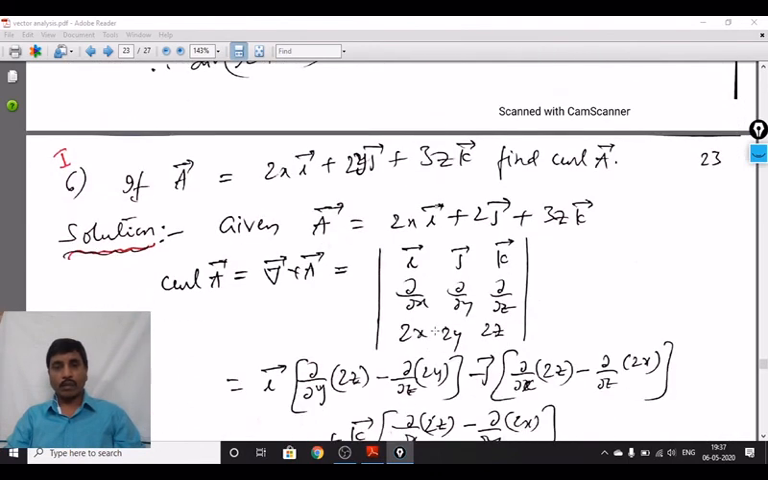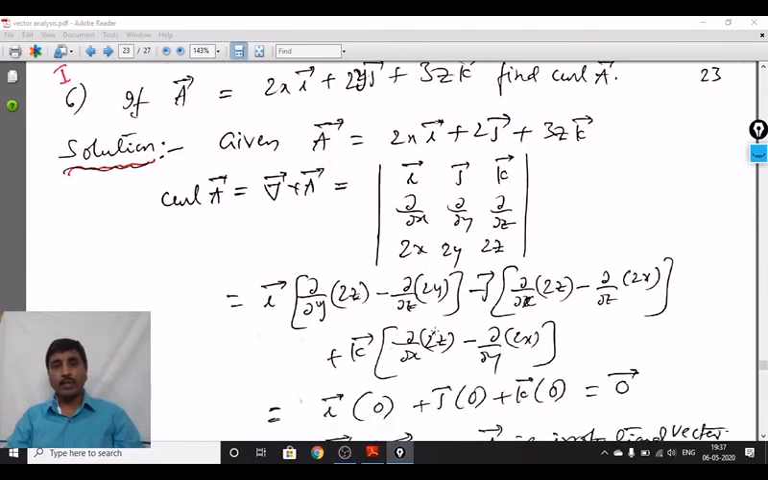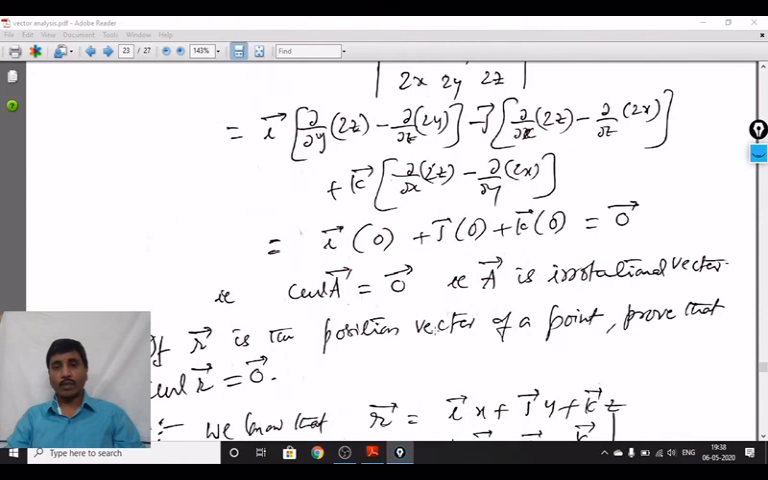Now another problem: if A bar is equal to 2x i bar plus 2y j bar plus 3z k bar, find curl A bar. Curl A bar means del bar cross A bar. The curl A bar can be determined by using a determinant. The determinant can be expressed as i bar, j bar, k bar; dou by dou x, dou by dou y, dou by dou z; and the components of A bar, which are 2x, 2y, 3z. After solving, we get curl A bar is equal to 0 bar. 0 bar means null vector. So curl A bar is equal to 0 bar means the vector A bar is an irrotational vector.